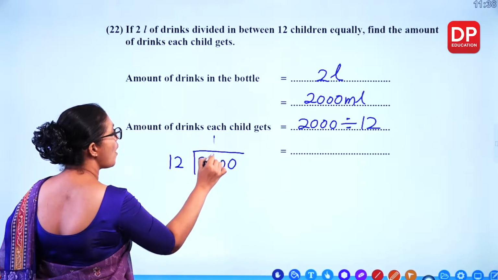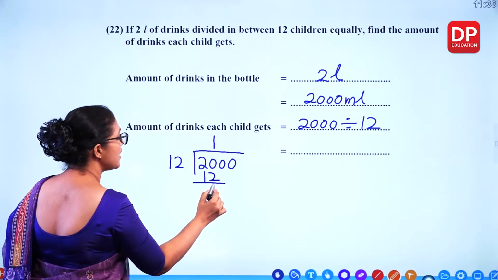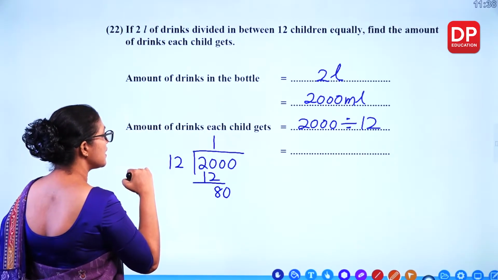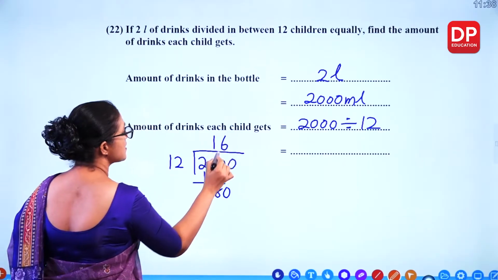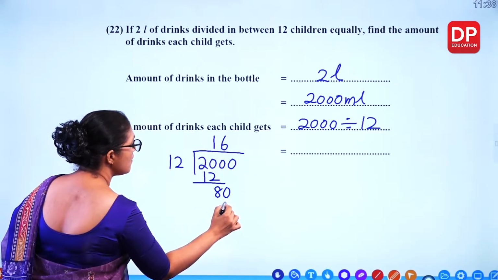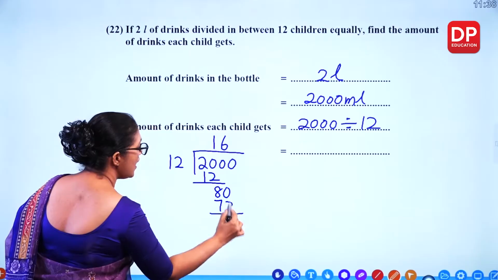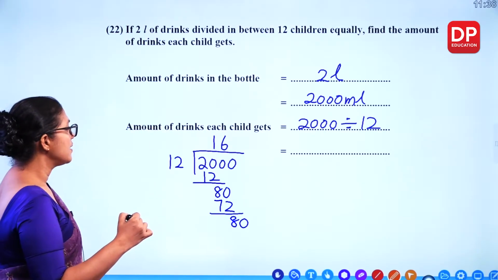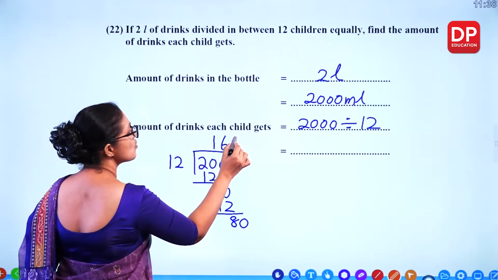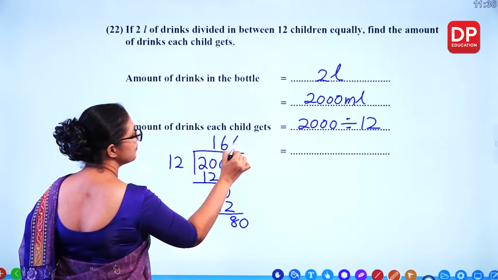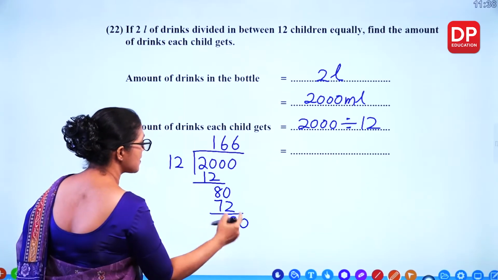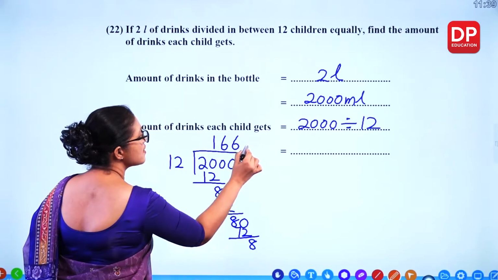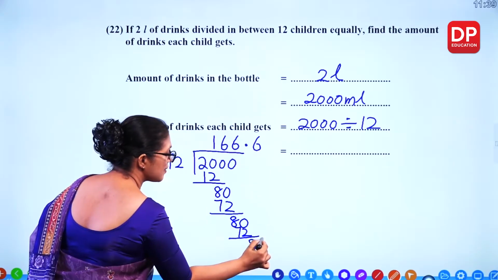12 times 1, 12. So you get 8 remaining. For 80, that's 6. 6 times 2, 12 and 7. So 8 remaining. For 80, again 6. So this is repeating. See, 12, 6, again 72. Again 8. So 6 is repeating like this.